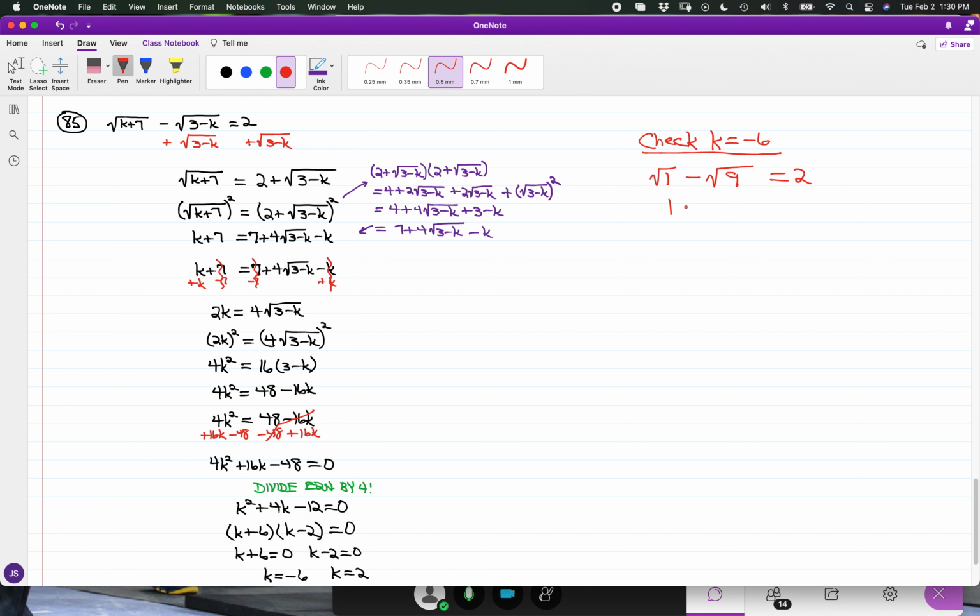Square root of 1 is 1. Bring down the subtraction. Square root of 9 is going to be 3. And guess what? 1 minus 3 is negative 2. So if I have k equal to negative 6, it's going to end up trying to say that negative 2 is equal to 2, which is false. And so in effect, negative 6 becomes extraneous. That is, it strikes out.